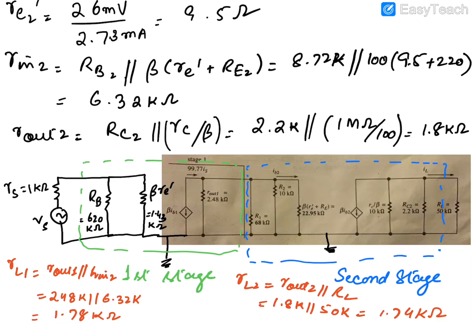Now the AC load resistance for the second stage is equal to the output resistance of the second stage in parallel with RL, and it is equal to 1.74 kilo ohms.